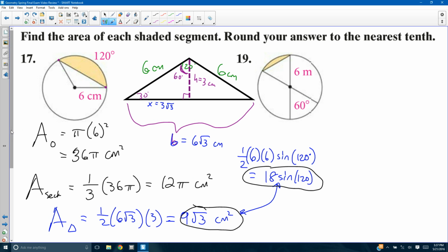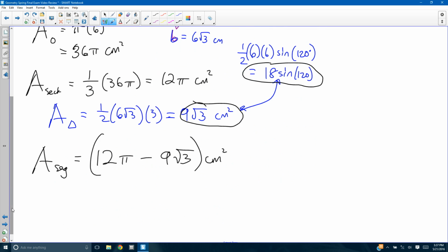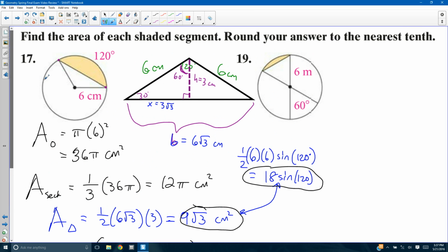We have to still find this by subtracting this value from 12 pi. So the area of the segment is 12 pi, the area of the sector, minus 9√3. That's in square centimeters. Rounded to the nearest tenth, as they asked us to do. Let's go ahead and figure that one out. 12 pi minus 9√3 is about 22.1 square centimeters.